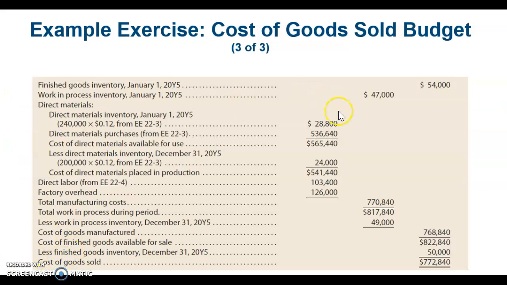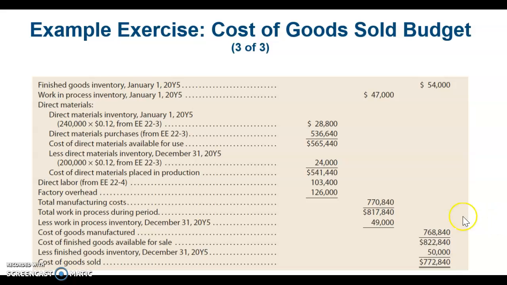So again, let's focus on our cost of goods manufactured first. That starts with work in process down to cost of goods manufactured. You have direct materials, which you can get straight from your direct materials budget already. Direct labor, straight from it. Factory overhead, straight from it. So beginning WIP plus your total manufacturing costs, less your ending work in process, gets you to your cost of goods manufactured.